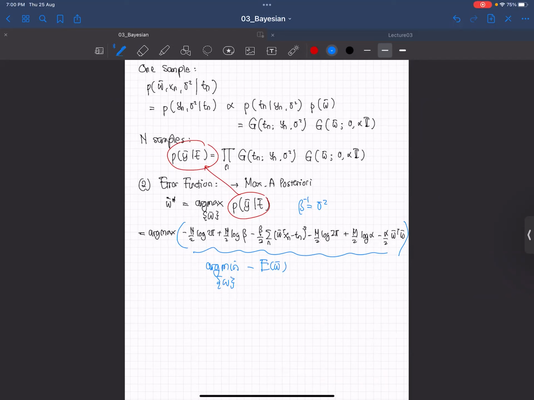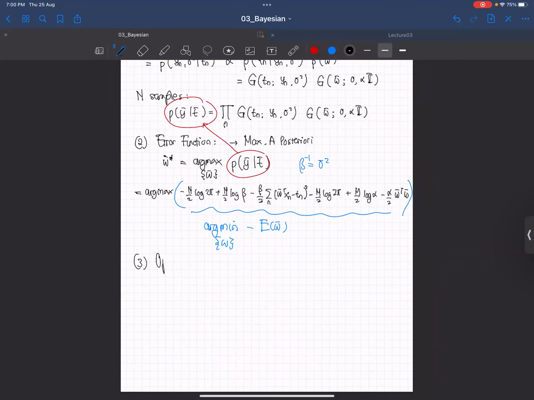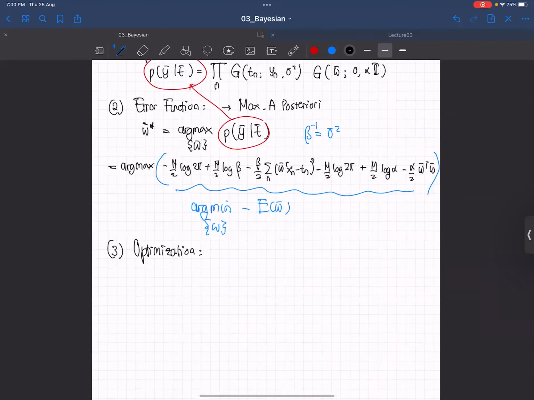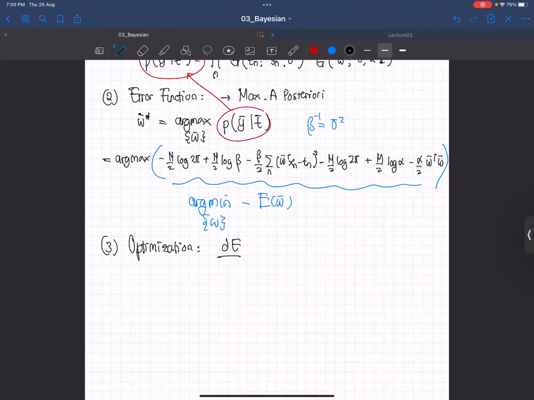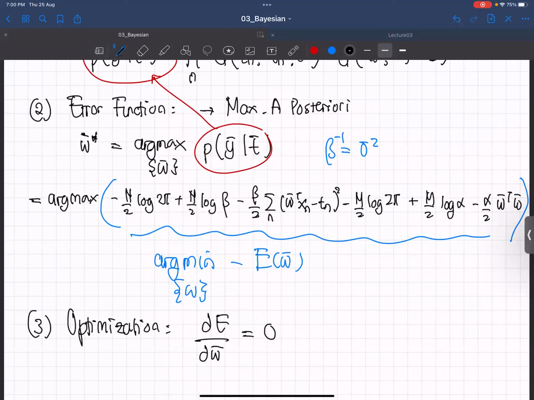Anyway, again, any questions here so far? Okay, so if there's no questions, that's your E. So the third step is optimization. In the optimization, the simplest way is that dE/dW equals 0. So here, with respect to W, right? If it is with respect to W, you can just forget about that one. There's no W there, so it's constant.